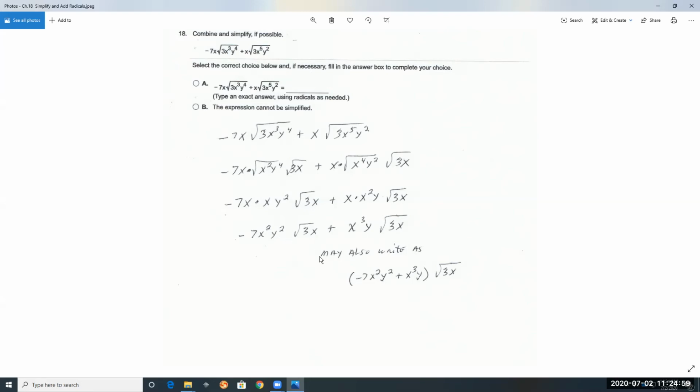Some authors like to go a step further and they can factor out the radical square root of 3x and in parentheses put the coefficients negative 7x squared y squared, add x cubed y. But it must be in parentheses, otherwise it's misinterpreted.